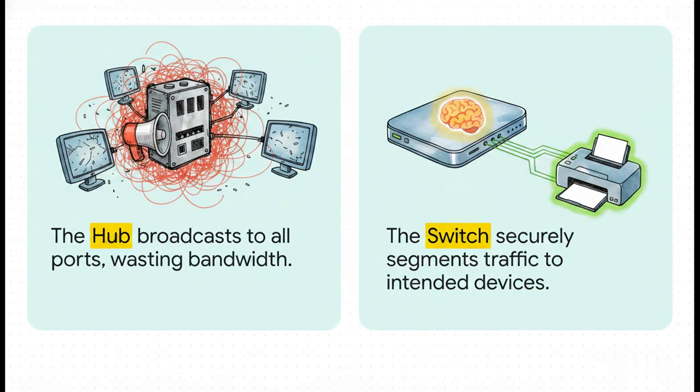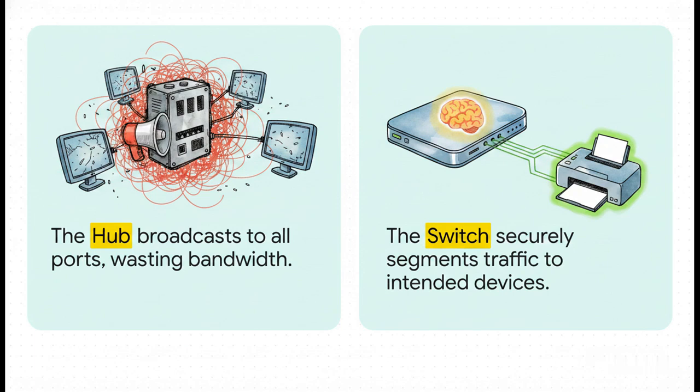Now, in a local area network or a LAN, like the one you'd find in a typical office, we need physical devices to plug all our computers into. Let's look at how this evolved. In the early days, we used something called a hub. A hub is essentially a pretty dumb device. If one computer sends a print job to the printer, the hub just broadcasts that data to every single computer plugged into it. It wastes a massive amount of bandwidth, and as you can guess, it's terrible for security.